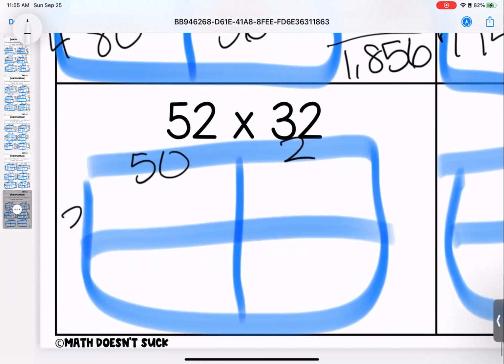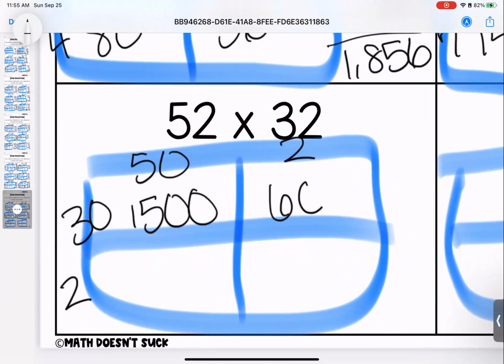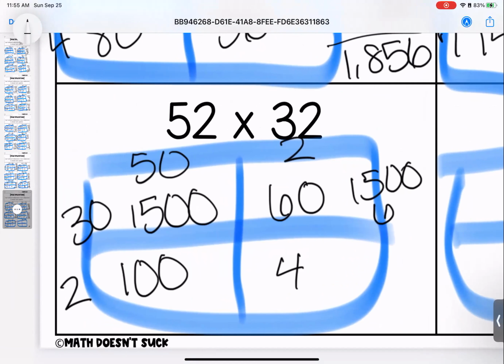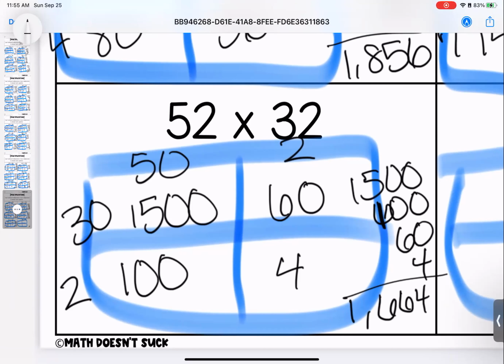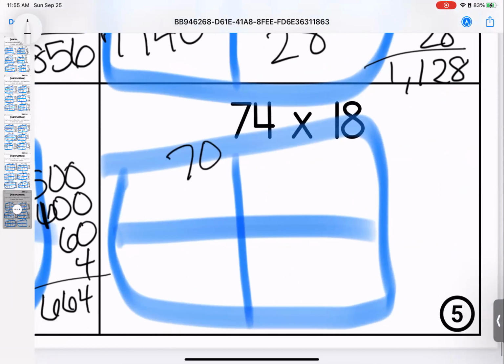50 and 2 and 30 and 2. 5 times 3 is 15. Add 2 zeros. 3 times 2 is 6. We have a 0. 5 times 2 is 10. We have a 0. 2 times 2 is 4. And now we stack. Oop. Make that a 1. Sorry, friends. There we go. We add and we have 1,664. Last one. 70 and 4 and 10 and 8.